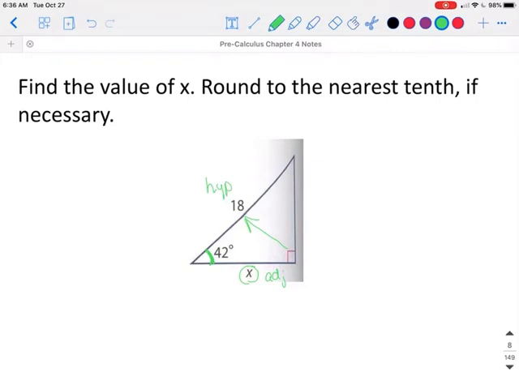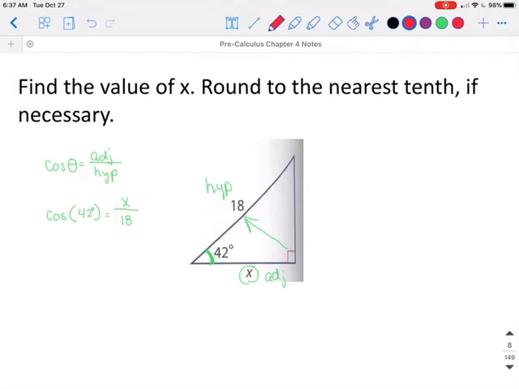Now once you've identified what sides you have, then you need to pick which function to use. Which of our trig functions uses adjacent and hypotenuse? This would be cosine. So we know the cosine of 42 degrees is equal to our adjacent side over our hypotenuse. Before you go to solve this problem, you do need to make sure your calculator is in degrees. To check this, if you have a graphing calculator, you can hit mode and make sure it is on degrees and not radians.